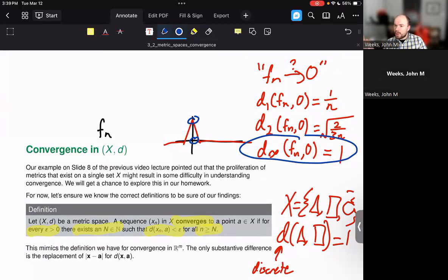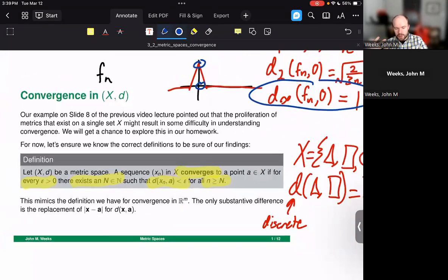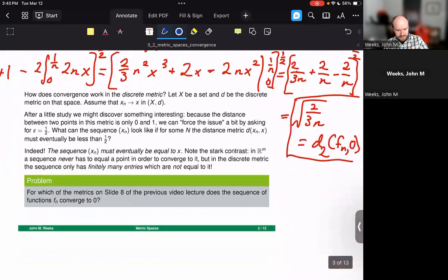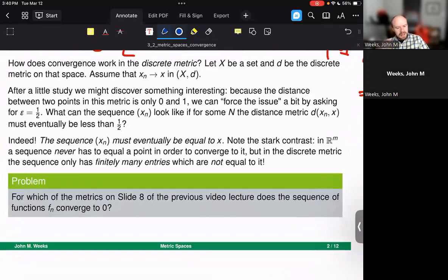Now that we're being a little bit more relative about what metric we're talking about, this becomes more interesting in terms of its definition, talking about how things are supposed to approach certain other vectors or values or functions. Thinking about this set right over here, X equals triangle, square, circle, what kinds of sequences in this set are going to converge to any other element? Why don't we think about that actually? How does convergence work in the discrete metric? Let's let X be a set and let d be the discrete metric on that space. And let's assume that x sub n converges to x in (X, d).